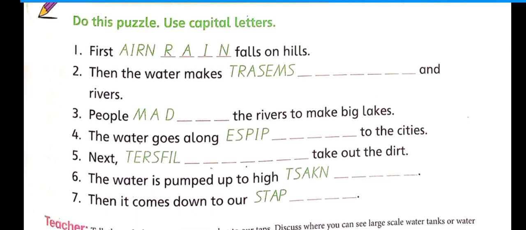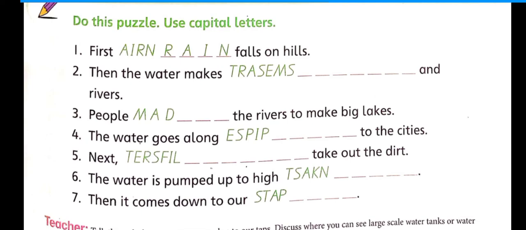And now here is our plenary exercise that is given at the last part of your textbook, page number 67. Do this puzzle, use capital letters. It means we will complete this puzzle through capital letters. Please don't use any kind of small case letter. We will write down just capital letters. The first one they have solved for us as an example.